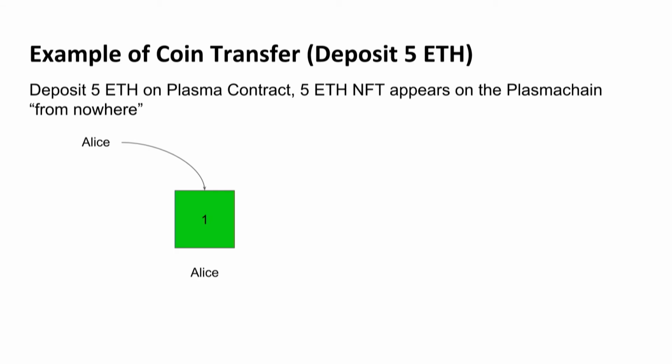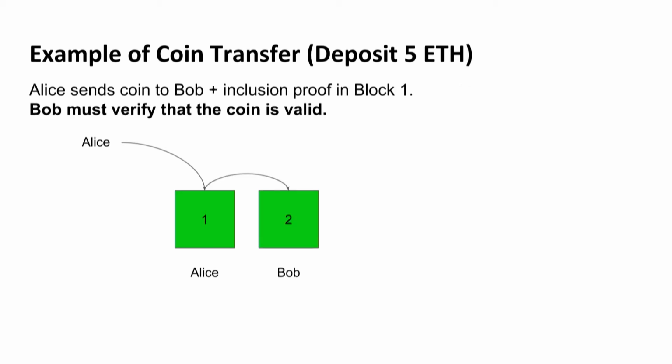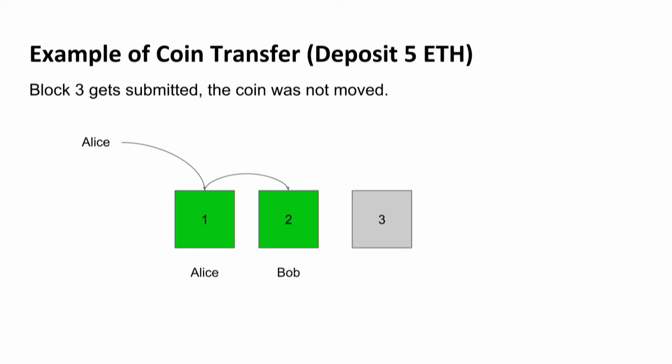So let's take a simple example. We have Alice, the usual suspect. She deposits 5 Ether on the Plasma contract, and she gets a 5 Ether NFT, as we say, on the Plasma chain, from nowhere. Now she has it in block 1, let's say. At block 2, she makes a transfer to Bob. When Bob gets the coin, he must verify, since the coin's deposit, that the coin has a valid history. What does this mean? That it has valid inclusion proofs, there have been no double spends in its history, and so on. And yes, the Plasma chain has a UTXO model. It's not like Ethereum where you have accounts.